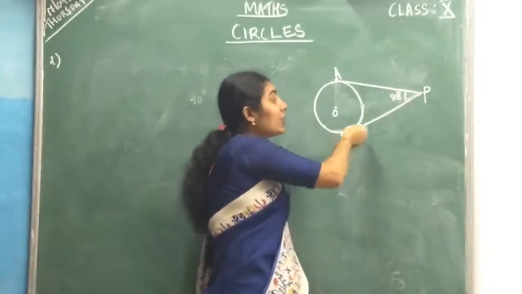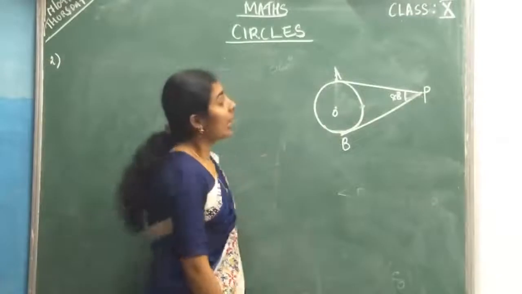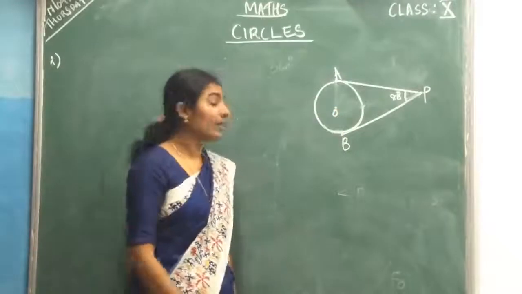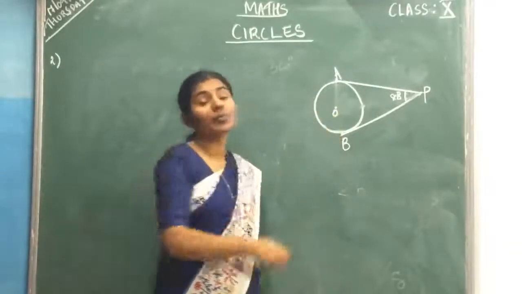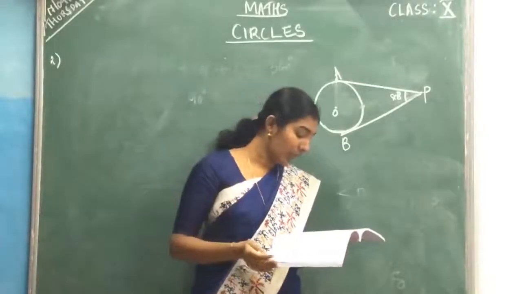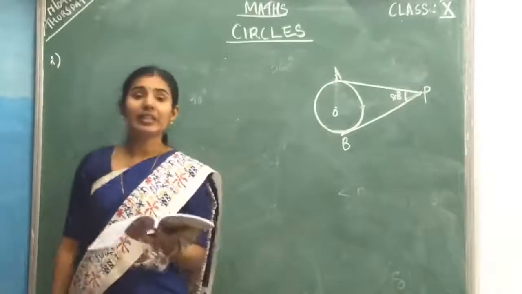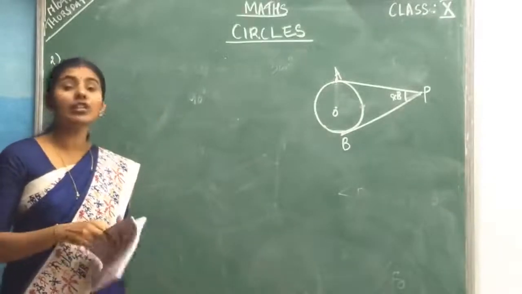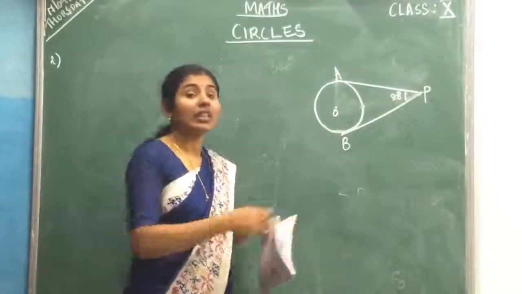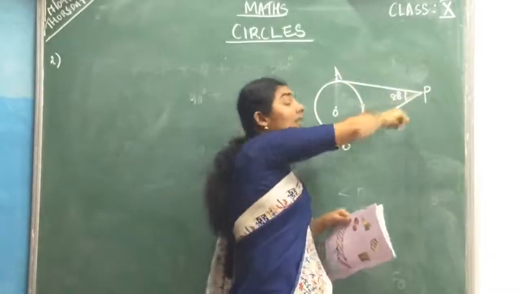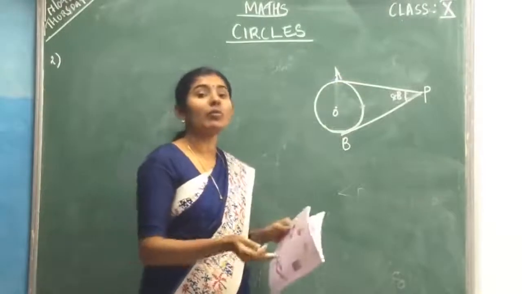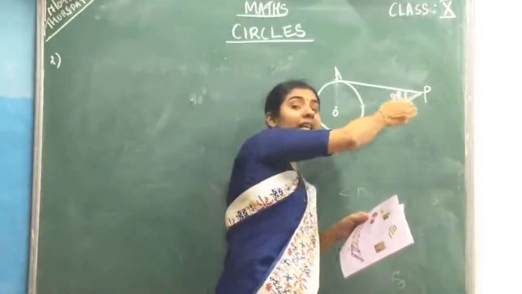These two tangents are drawn to a circle, and they have given this circle with the center O. One condition is given: if tangents PA and PB from a point P to a circle with the center O are inclined to each other, that means these two tangents are forming an angle. When these two tangents meet each other, there is one angle formed, that is 80 degrees.